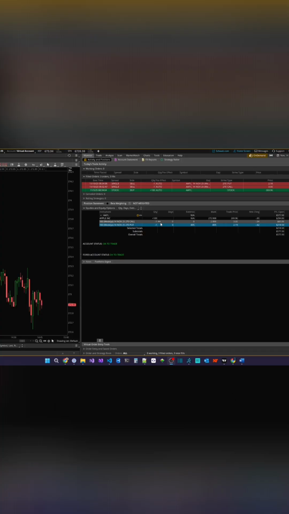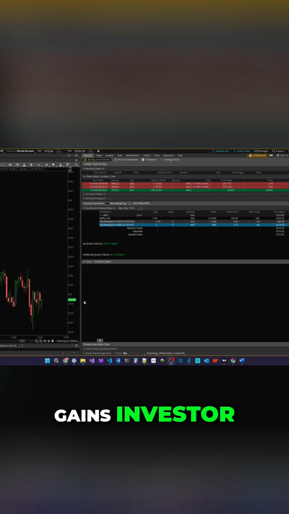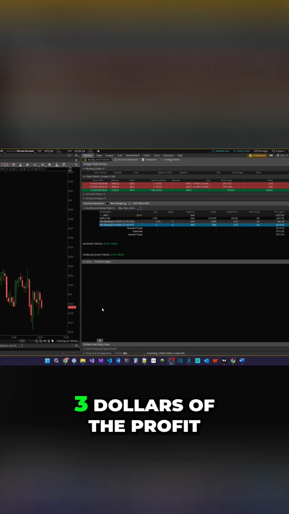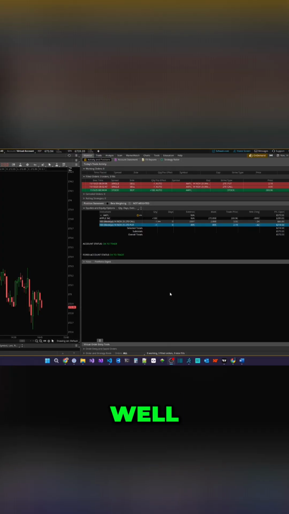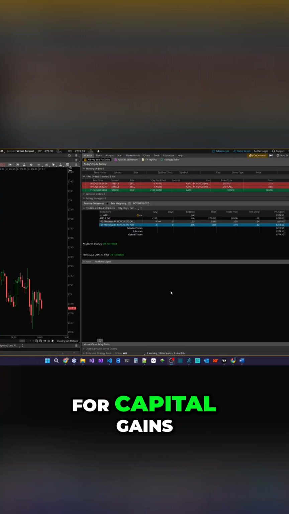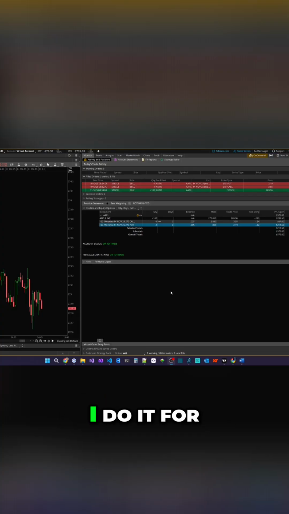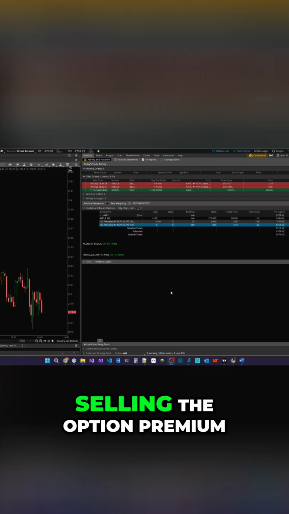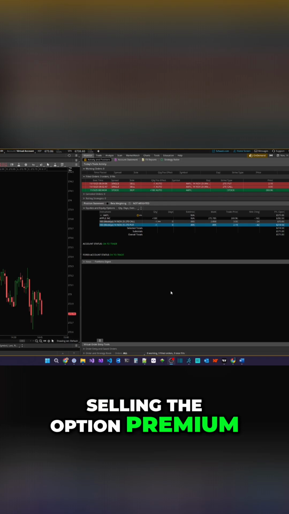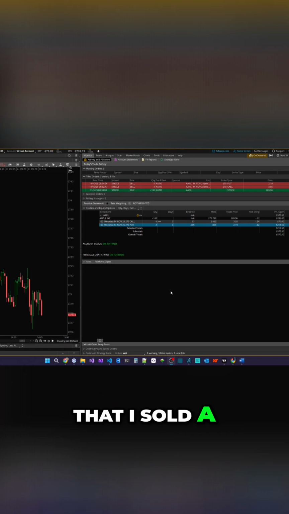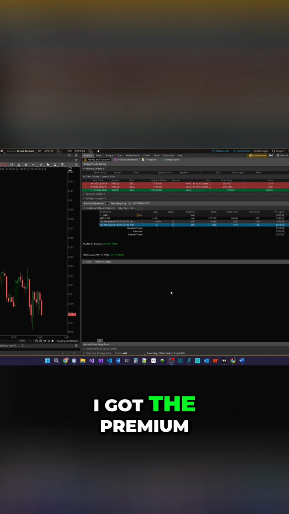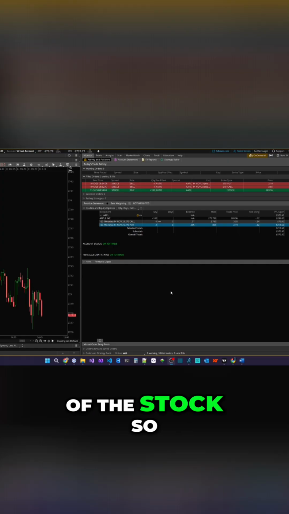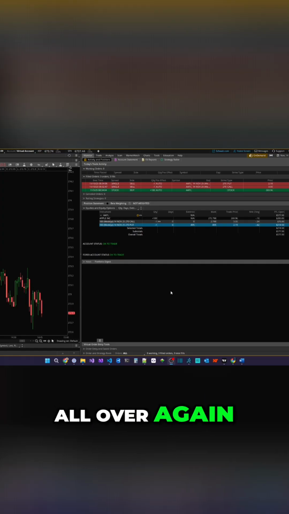If you're a capital gains investor, you'd be looking at this saying, "Oh my gosh, I'm losing out on $3 of the profit." And it's like, well, we're not doing this for capital gains, or at least I don't do it for capital gains. I do it for the cash flow of selling the option premium. So I look at it from the fact that I sold a cash secured put and a covered call, and I got the premium on both of them, and I'm getting out of the stock, so I can just turn around and do it all over again.